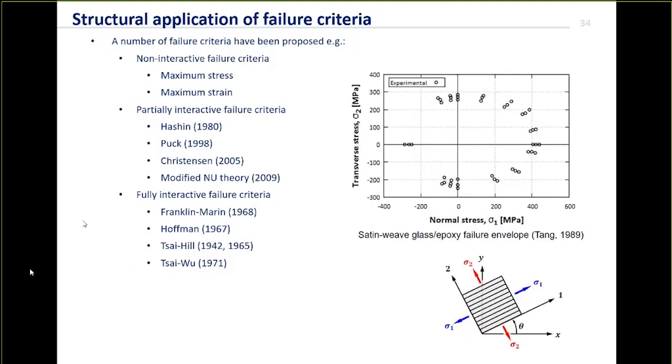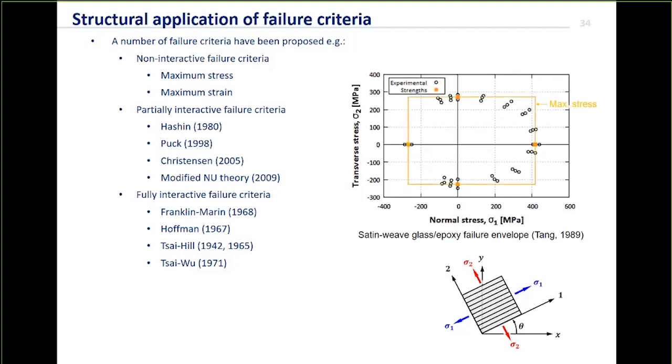Okay, so the situation with failure criteria, I have to say, is not entirely satisfactory. There are a whole bunch of failure criteria that you can find in the literature. There are non-interactive criteria, where each component is assessed independently. You've got partially interactive criteria, which make a distinction between fibre-dominated and matrix-dominated failure. Then you've got fully interactive ones like the Tsai-Wu, which don't make any distinction.